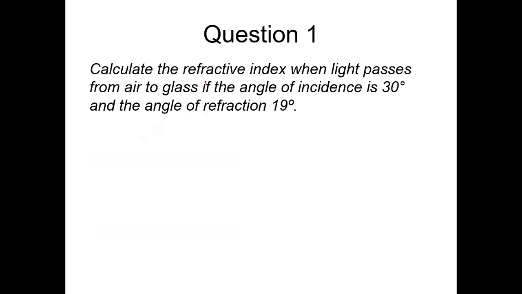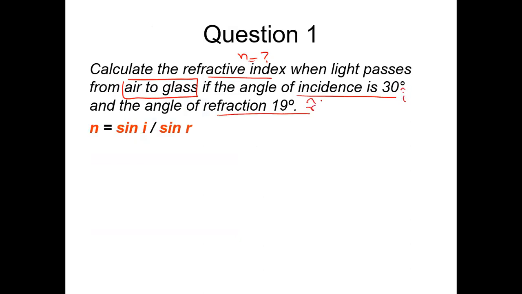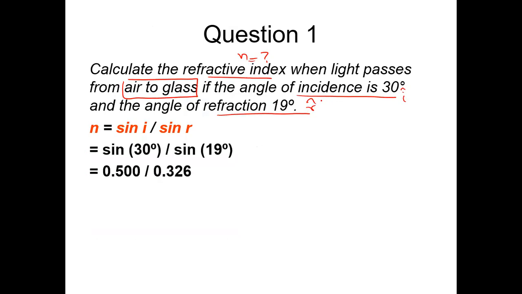Okay, now this is the question for you to try. You have to calculate the refractive index when the light passes from air to glass, like less dense to dense. The angle of incidence is 30 degrees and the angle of refraction is 19 degrees. So see, it's n equals sine i by sine r, putting the values, and make sure that your calculator is in degree mode while doing this.